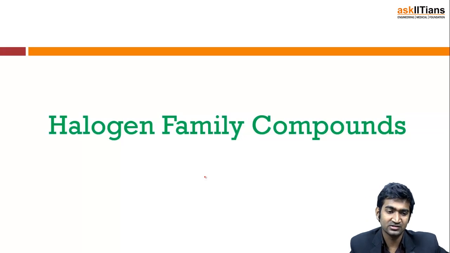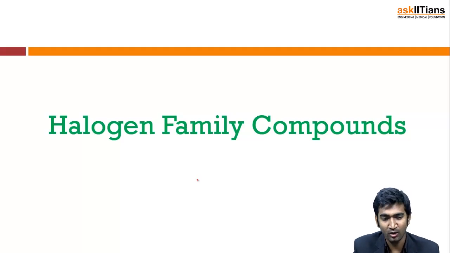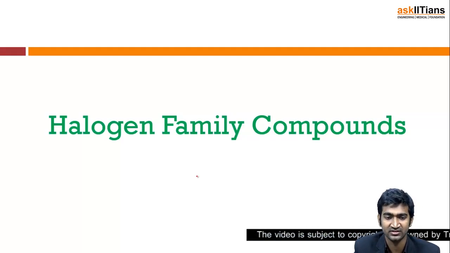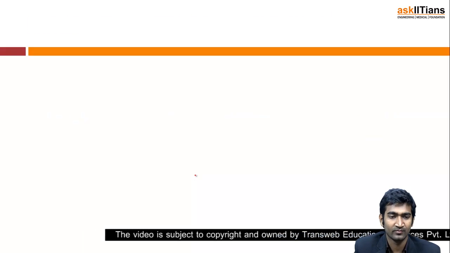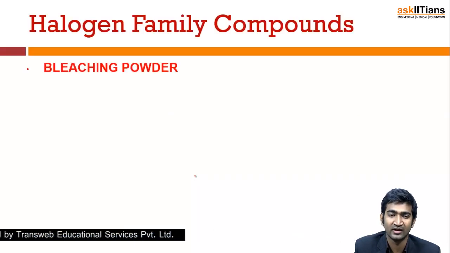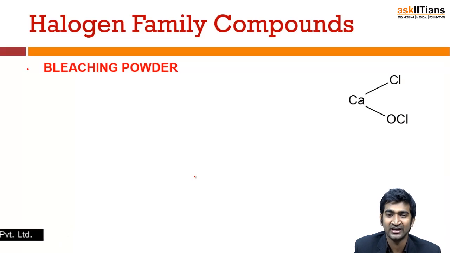So next we go to halogen family compounds. We have seen the halogen family, all the hypohalides, halides, halates. Now we'll move on to the halogen family compounds, which is the most important part as far as the JEE syllabus is concerned. So the most important compound is bleaching powder, which we already know, CaOCl2.